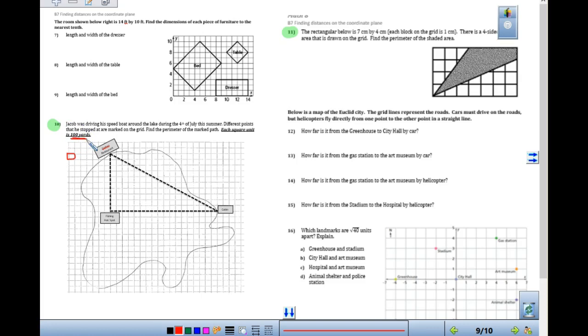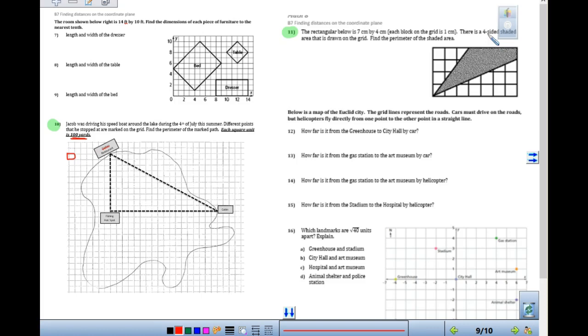But look at number 10. It says, here is a 7/4, right? So we know this is 7. Can you see how it's 7 by the tick marks going across here by 4? It says this is a 4-sided shaded regular area of the grid. Find the perimeter. What the heck?